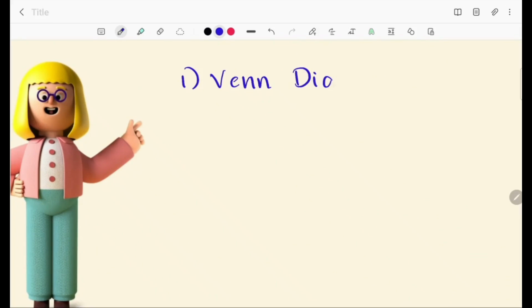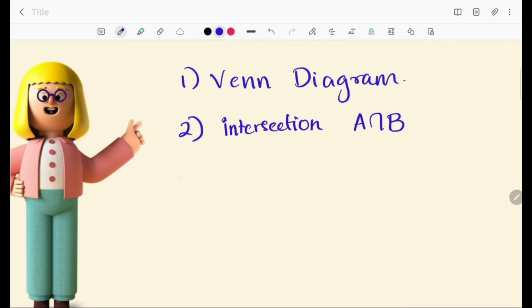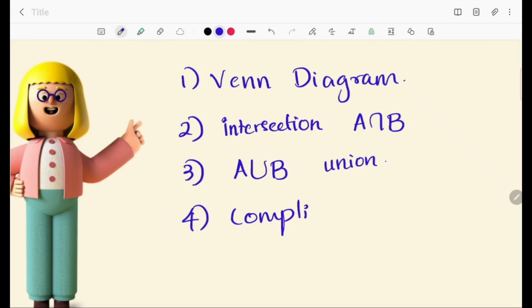In Venn diagram there are some prominent things that should be discussed, like intersection, which will be like A intersection B, and then A union B, that is union, and also complements. Complements will be like A dash, B dash, something like this.